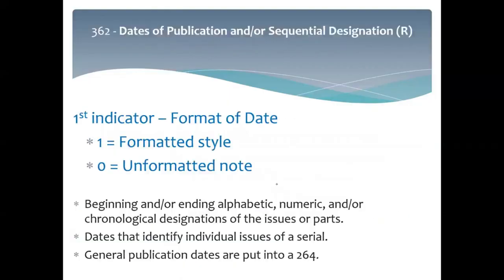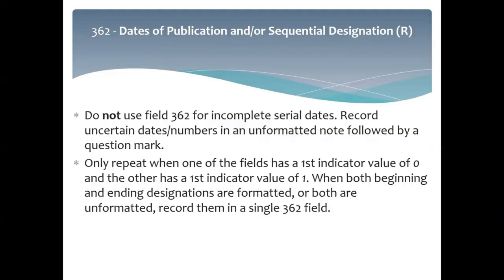362, dates of publication and/or sequential designation. The first indicator is the format of the date, and there's a formatted style or an unformatted note. These are really the dates that identify individual issues of a serial. General publication dates, so publication dates for the whole serial, are put in the 264 and then up in the dates field. This is related to specific issues.